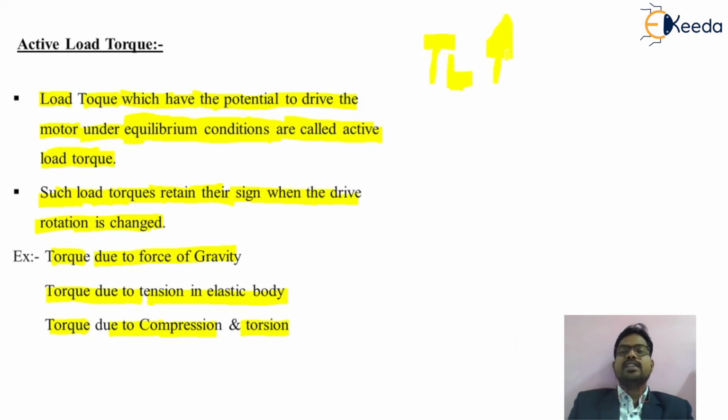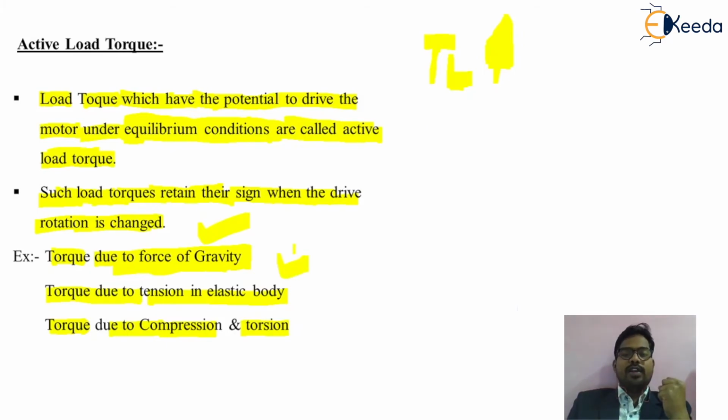The best example of the active load torque is one that has its own potential to drive the motor under equilibrium condition. The example is obviously the force due to gravity. Gravity has its own potential to drive the motor from the equilibrium condition, so that is one example.